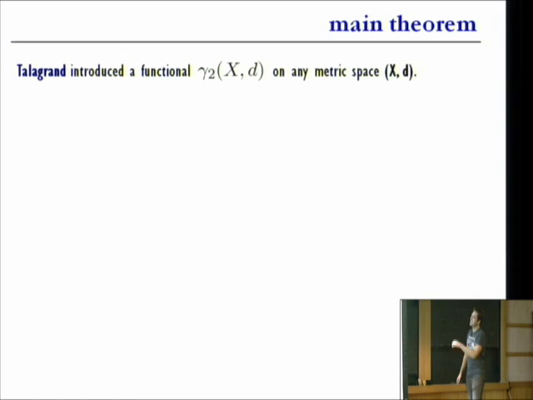Talagrand introduced the functional. So there's a functional of Talagrand, which I'll spend the next 10 minutes explaining. Given any metric space, there is some value gamma 2 of the metric space. This is some positive real number assigned to every metric space.